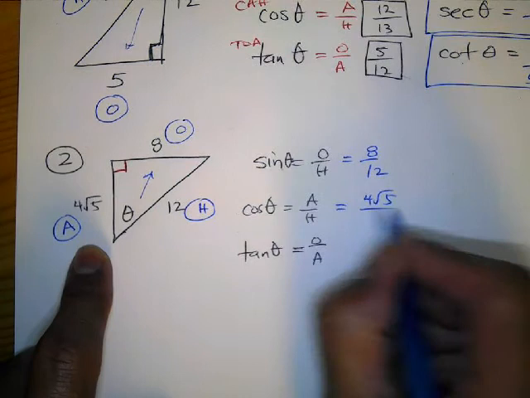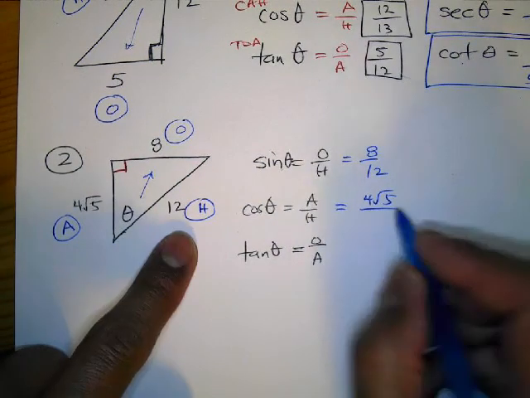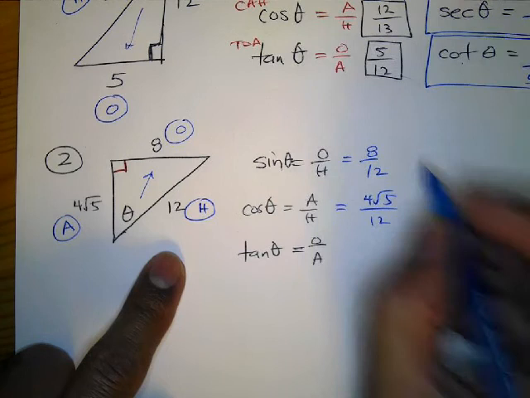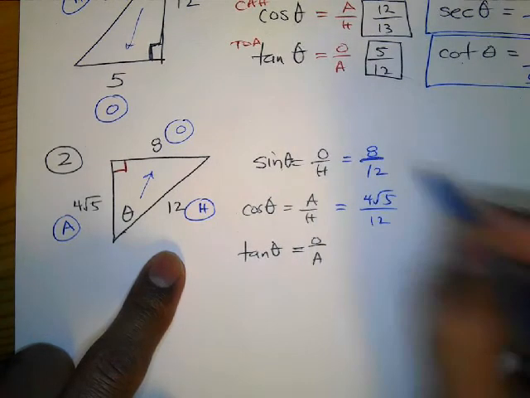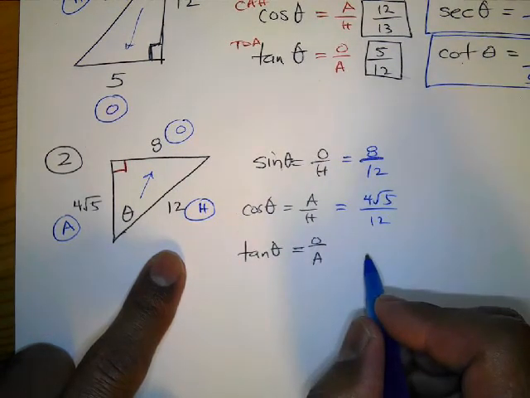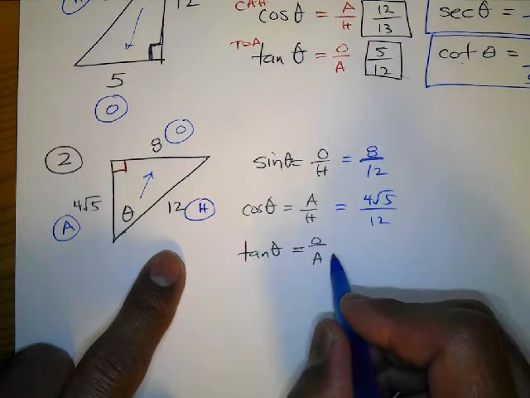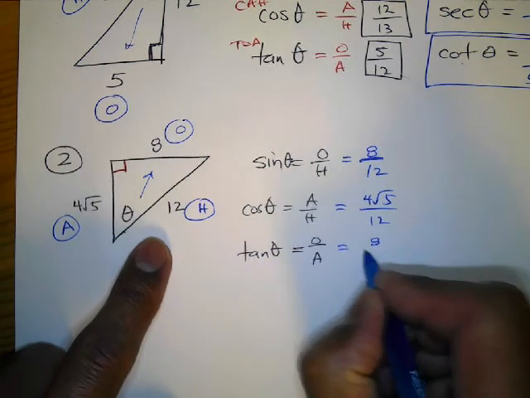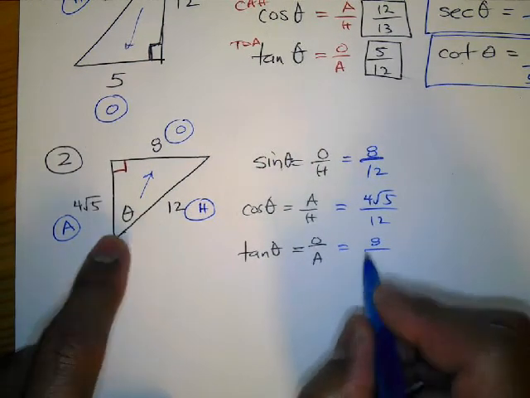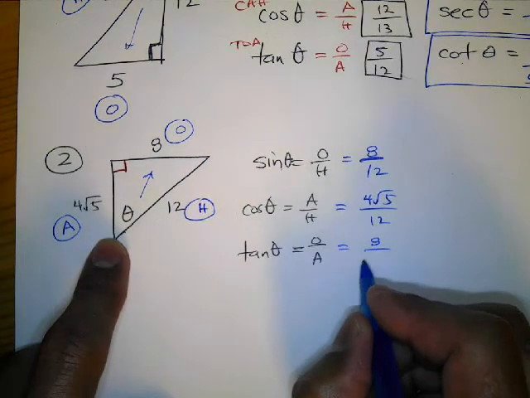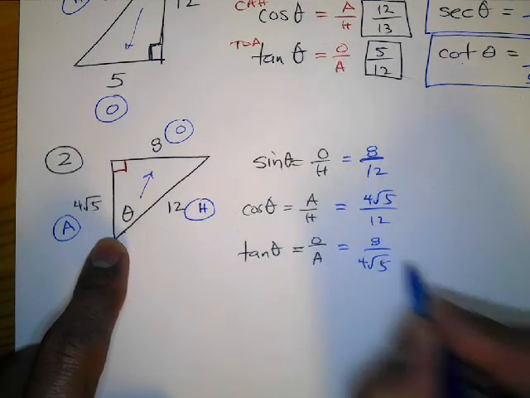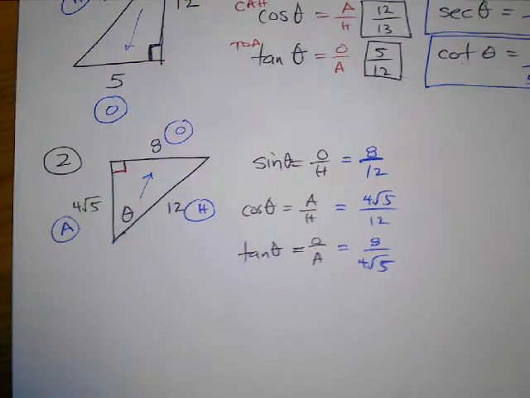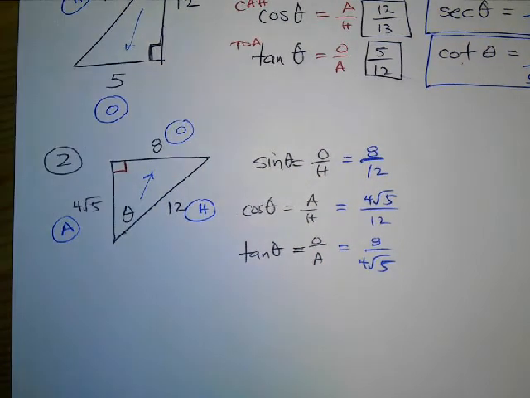And cosine is going to be adjacent 4 root 5 over hypotenuse 12. And then tangent is going to be what? Opposite 8 over 4 root 5.